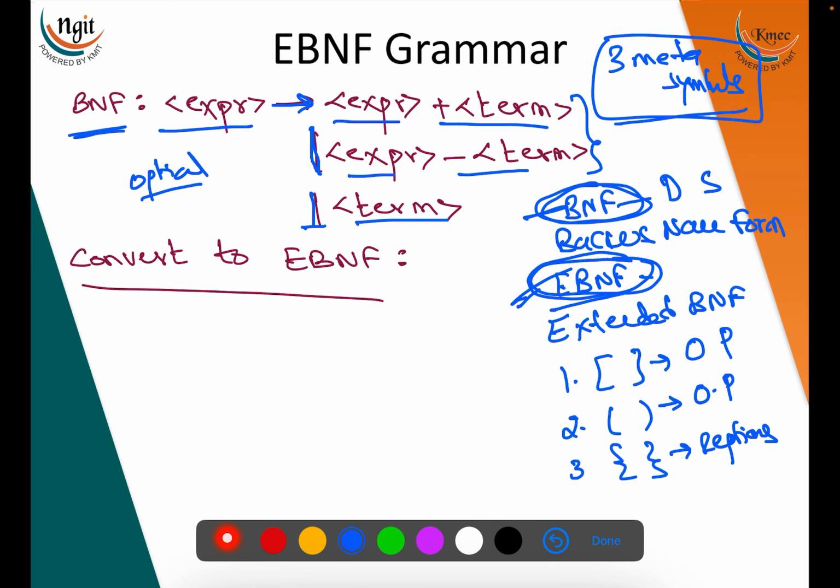EBNF generally provides 3 meta symbols. One among them is the optional part, which is square bracket. Now I'm going to convert this BNF into EBNF by taking these meta symbols. What meta symbol is used here? I can take the optional part because I have found this R symbol, and also there are 2 operators, plus and minus, so I can take parentheses. Now let's convert this BNF grammar into EBNF.